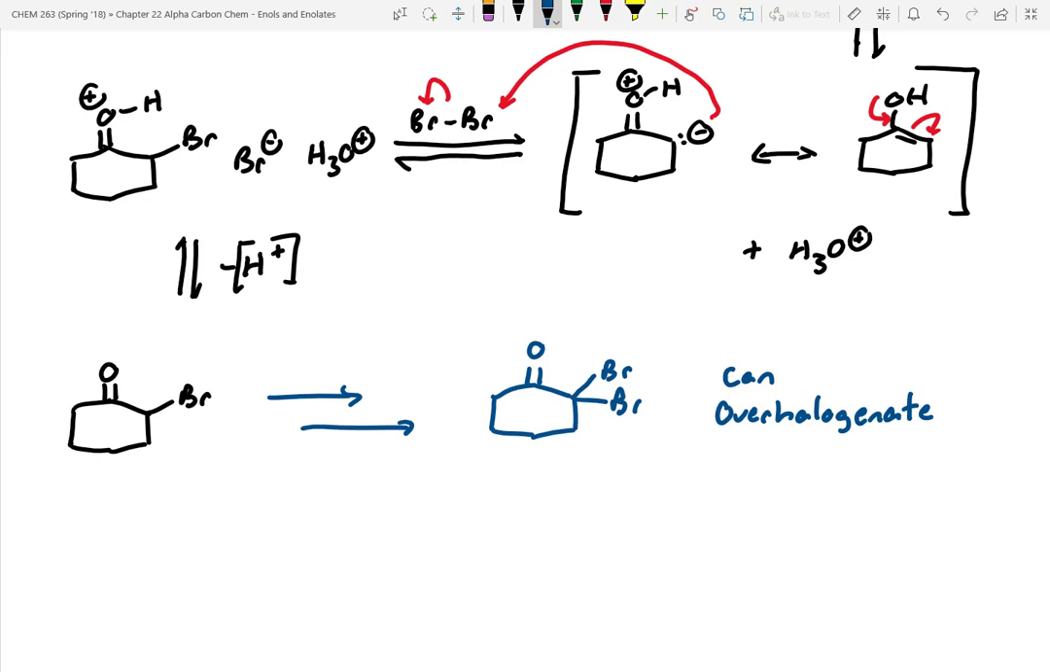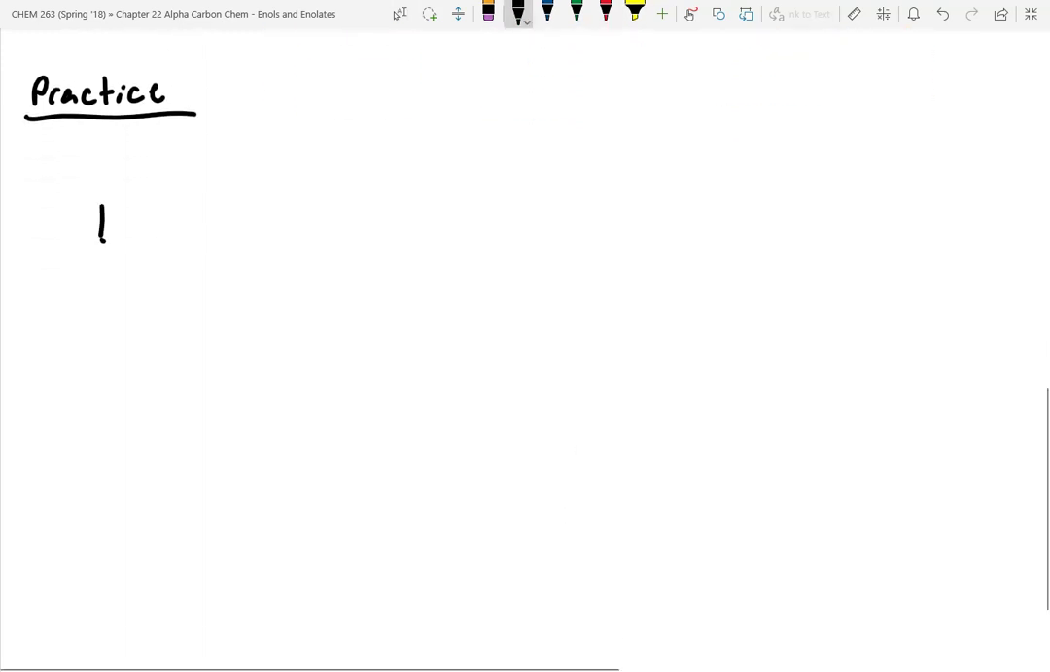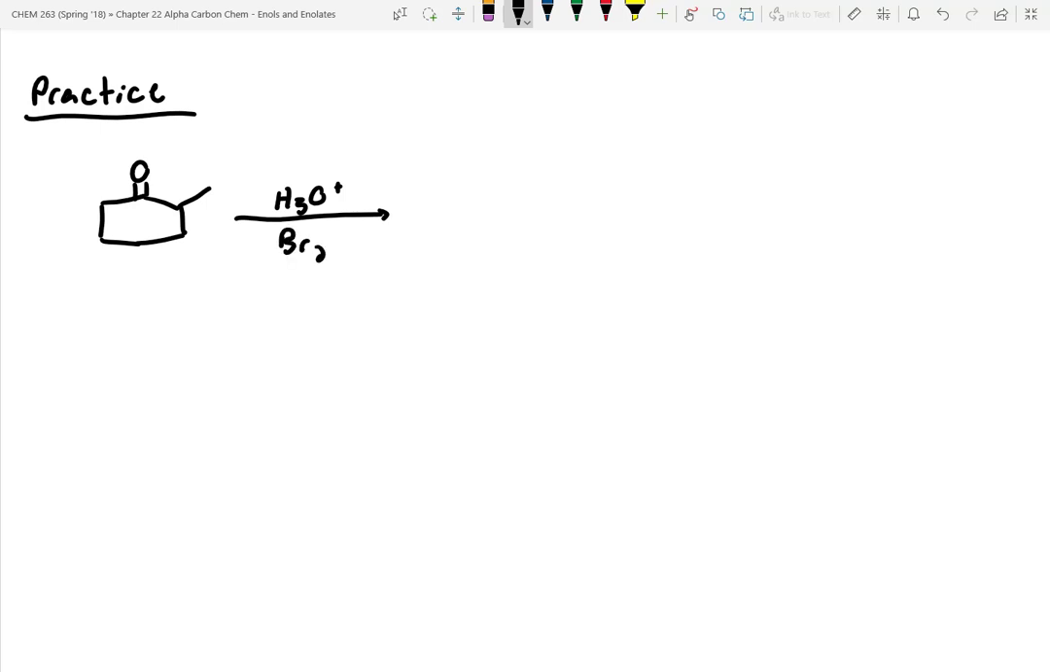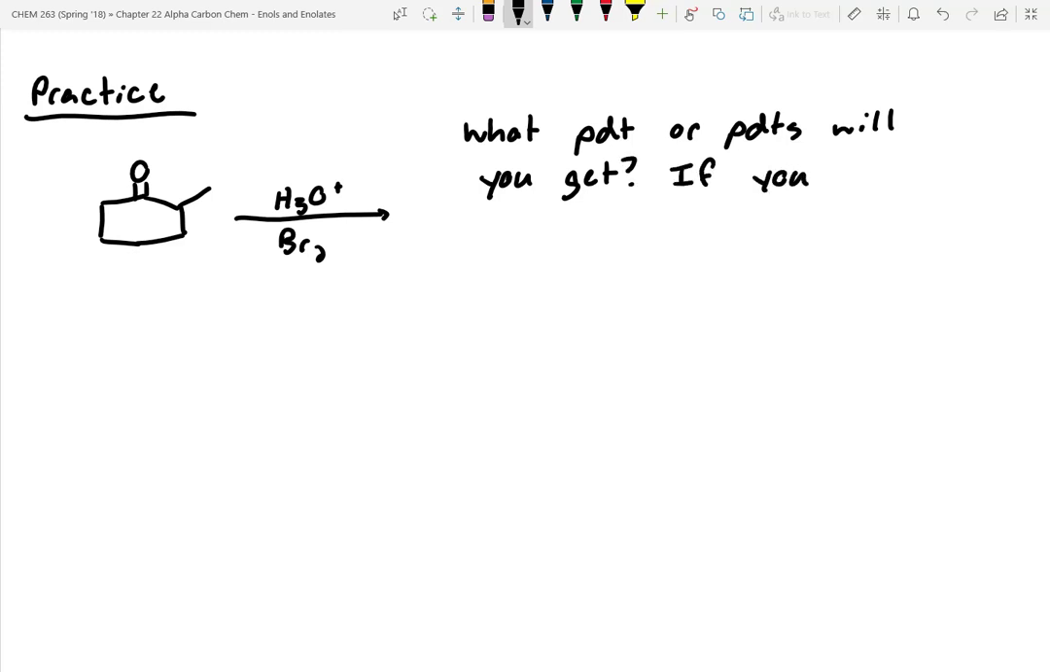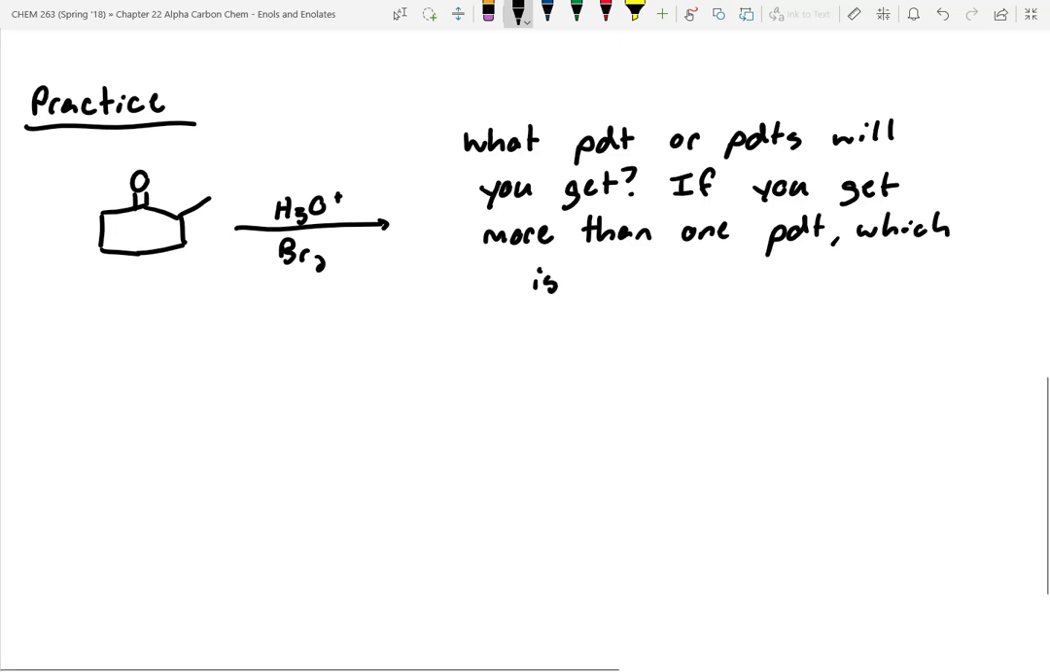All right, so now let's consider a problem. I want you to discuss this with your neighbor and see if you can agree. So in this problem, we're going to use a really similar starting material. We're going to react this with catalytic acid, elemental bromine. Now the question is, what product or products will you get? If you get more than one, will there be a major product? I'll give you a second to think about this, but talk about it with your neighbor and see if you agree.